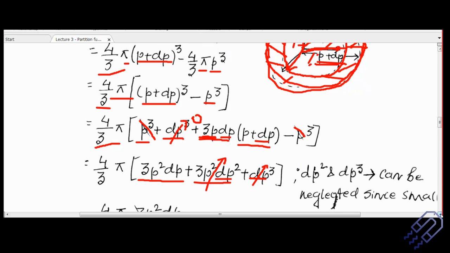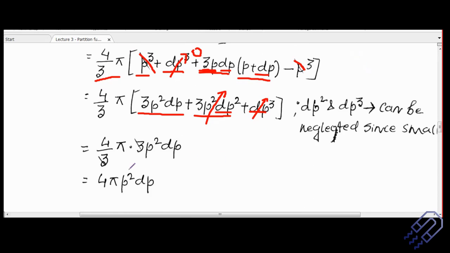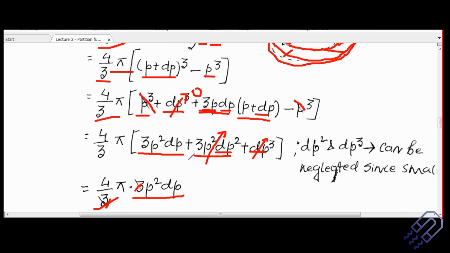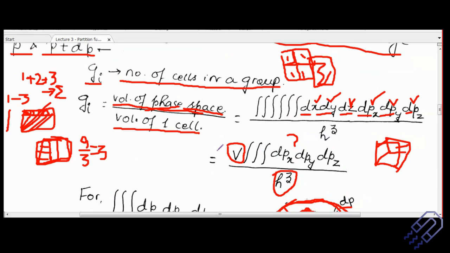Okay, that's important. So if you do this, what we get is a simple answer. The simple answer is 4 by 3 pi times 3p square dp, the 3 gets cancelled, and we simply get 4 pi p square dp. What did we get now? Because we did so much of the sum, we got the momentum part. And what we are aiming to find out is the number of cells in a group.